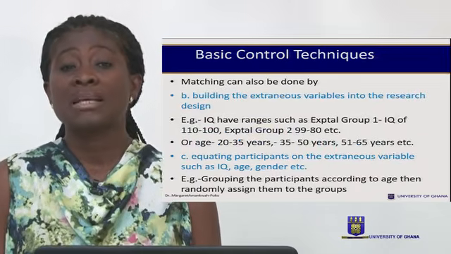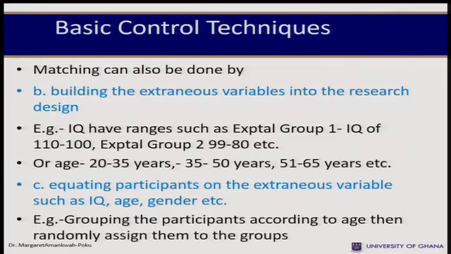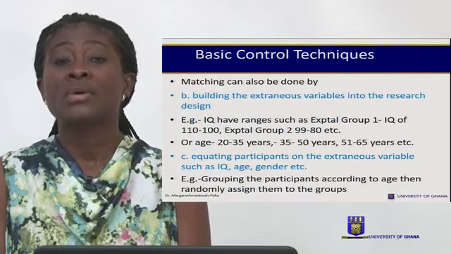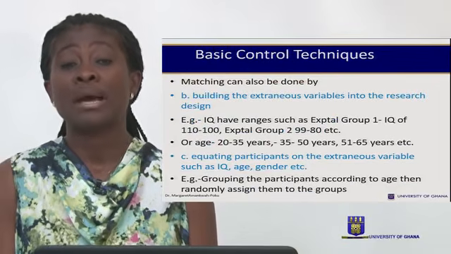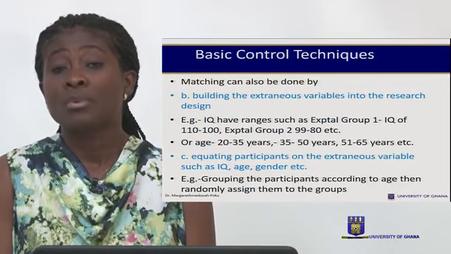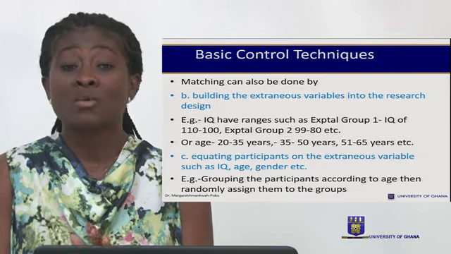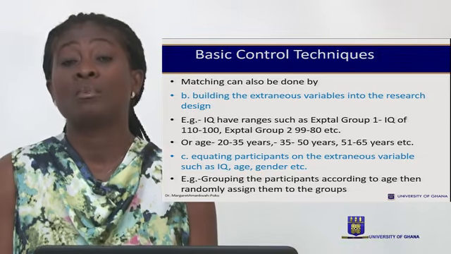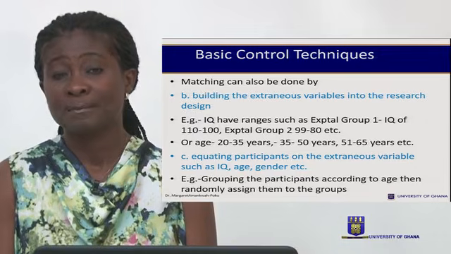Now, if we want to match by building the extraneous variable into the design, what it means is that, for instance, if we think that age is an extraneous variable, IQ is an extraneous variable, etc., we may choose to group our participants according to their level of IQ or according to their age ranges. So in this case, we have built the extraneous variables into our design. These are extraneous variables we've built into the design, so it's quite different from the independent variable that we will be manipulating.